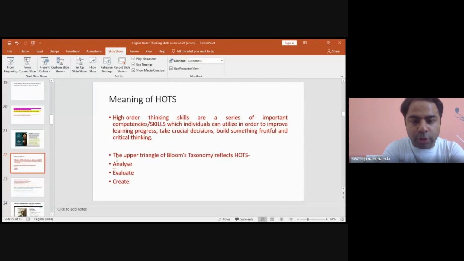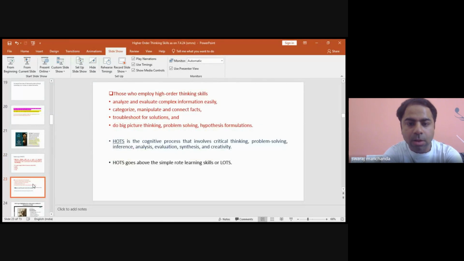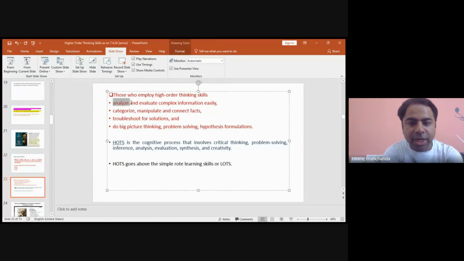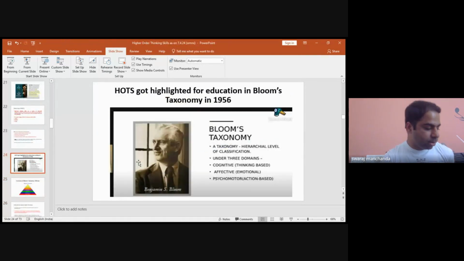So HOTS focuses on three aspects of cognitive thinking: analyze, evaluate, and create. Once you have understood HOTS, you can analyze and evaluate complex information easily, categorize and connect facts, troubleshoot for solutions, do big picture thinking, problem solving, and hypothesis formulation. It's a part of advanced cognitive thinking. HOTS came into limelight because of this man, Benjamin S. Bloom. He gave a taxonomy in one of his researches. It is a framework for the teaching learning process in which he highlighted 6 levels of cognitive thinking.